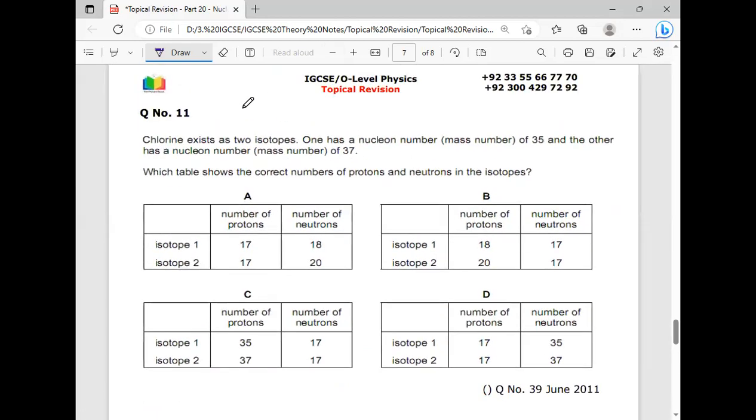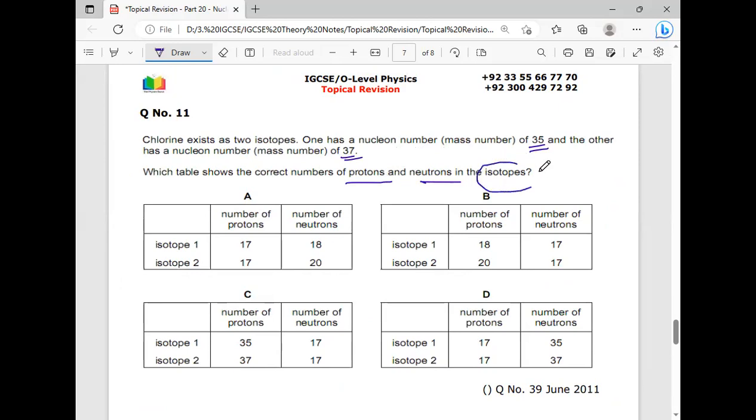Okay, next question. Chlorine exists as two isotopes. One has the nucleon number 35 and the other has the nucleon number 37. Which table shows the correct number of protons and neutrons in the isotopes?